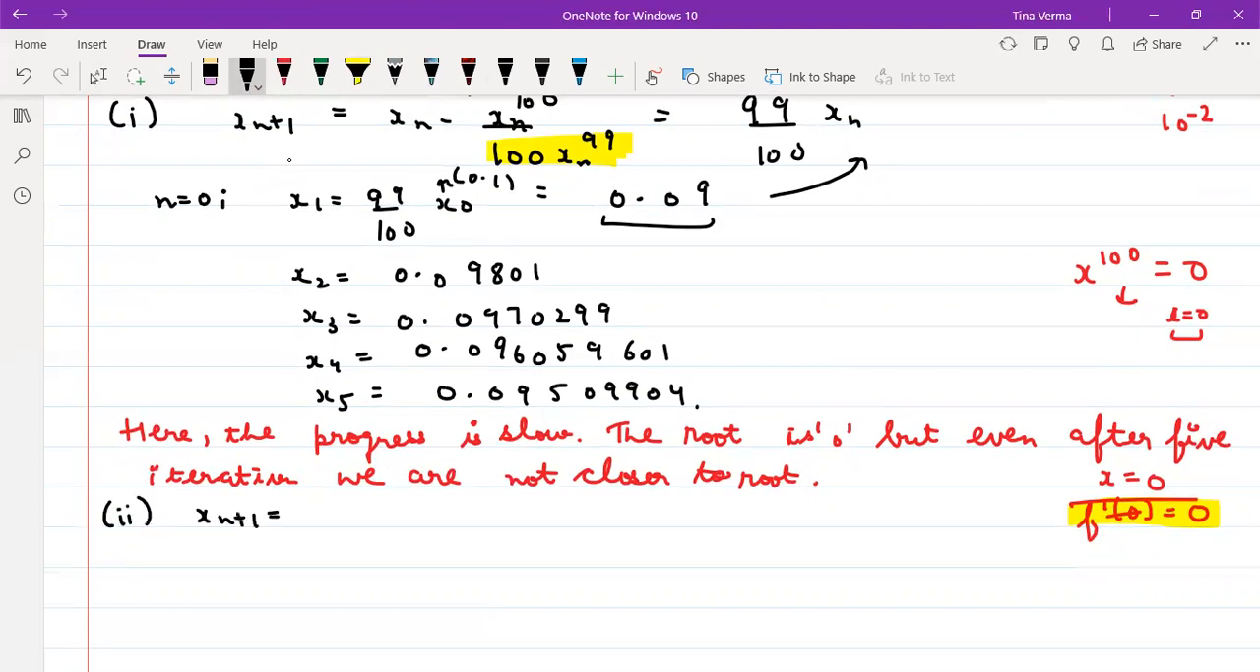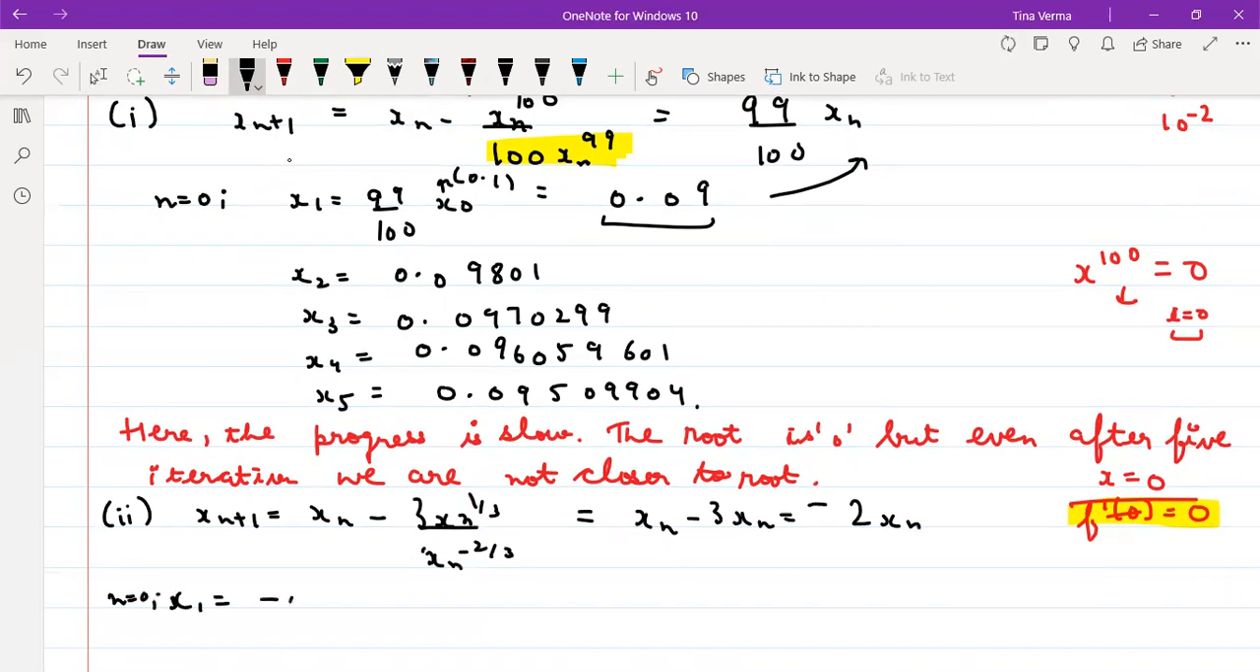xn plus 1, xn, the function is my 3xn raised to the power 1 by 3. When I find its derivative and solve it, this is coming out to be xn minus 3xn, and this is your minus 2xn. So when we take n equal to 0 and we are finding the first approximation, this is coming out to be 0.2.